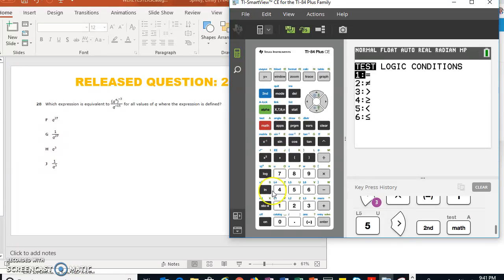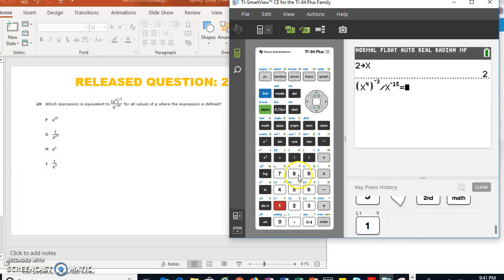We're going to set that equal to the first answer choice, x to the 27th. Let me check and make sure we've got all these exponents, y'all. Now we want it to give us a 1 because that means that's the correct answer, but you can see that this one gave us a 0.